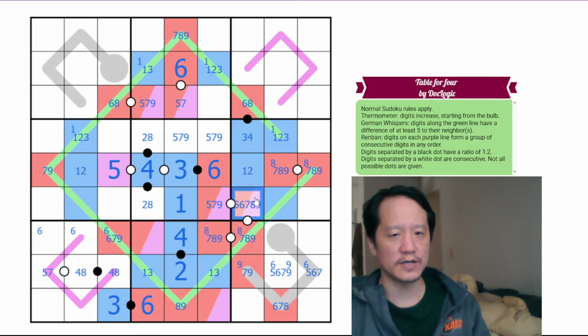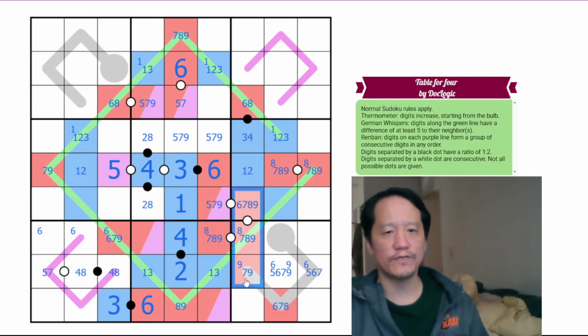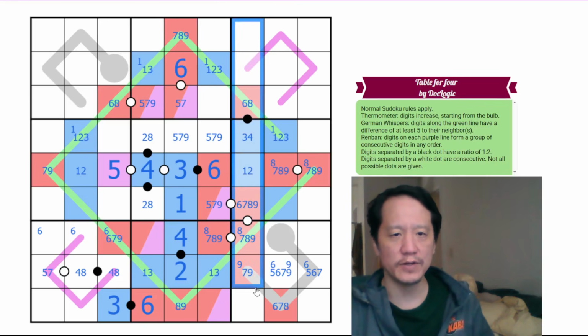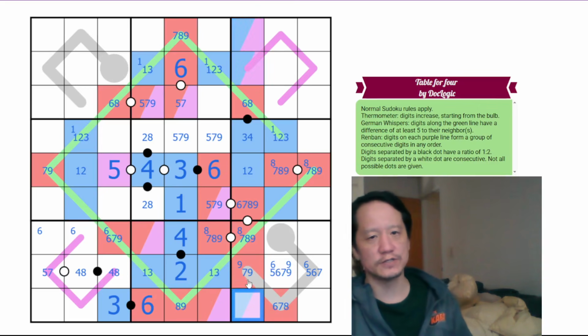This 7, 8, 9 is not consecutive with 5, so this can't be pink. It's also a high digit. We have 4 high digits in column 7, which eliminates high digits in the rest of the column. So this is blue or 5. So is this.